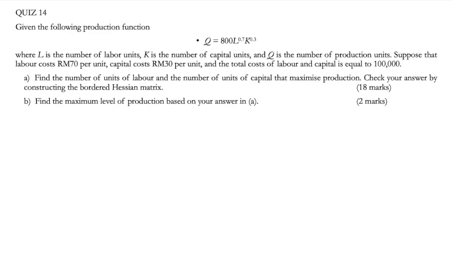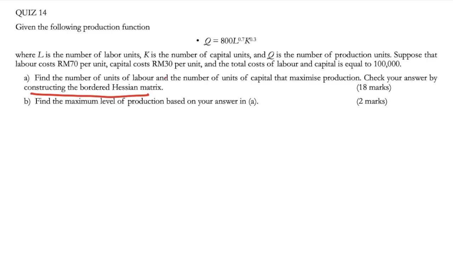I don't want to discuss quiz 13 because quiz 13 is more or less like quiz 14, except that in quiz 14 the additional part is you need to construct the bordered Hessian matrix. Okay, now let's look at the question first before we look at the answer. The question says what?